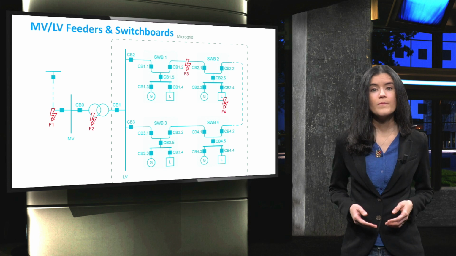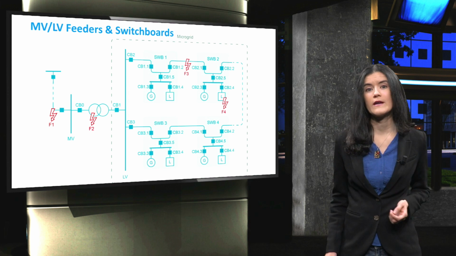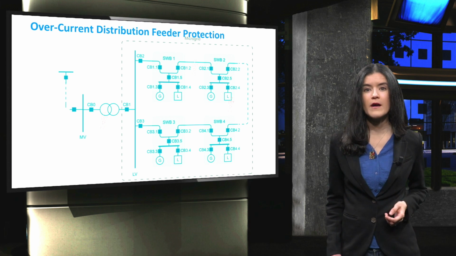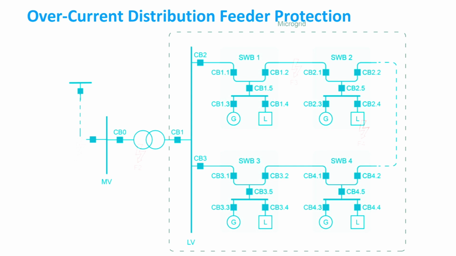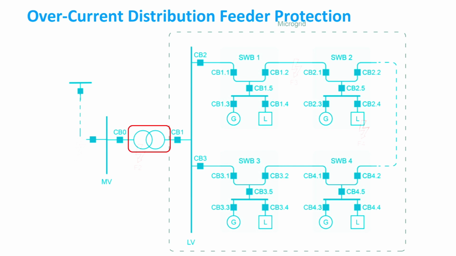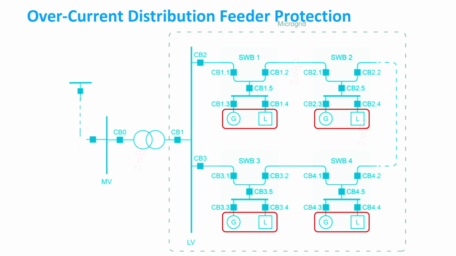In today's example, we will learn what sequence of actions takes place when a fault occurs at different locations in a grid-connected microgrid. Let us take a look at the grid-connected microgrid layout. As shown in the figure, we have two feeders connected to the low voltage or LV bus and to the medium voltage or MV bus via a distribution transformer. Each feeder has two switchboards or SWB in the figure. The switchboards connect the various distributed generators and loads to the LV feeder.